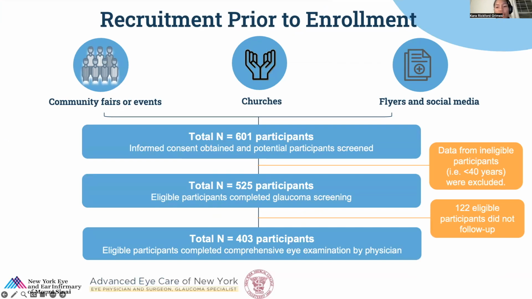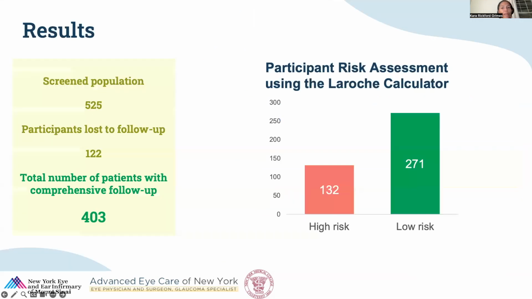There were a total of 601 participants that were screened and provided consent, of which all that were under the age of 40 were excluded. This left 525 participants that were eligible for this study and completed the glaucoma screening. 122 did not follow up for a comprehensive eye examination, so our data is based off of the findings from the 403 participants that completed this study in its entirety.